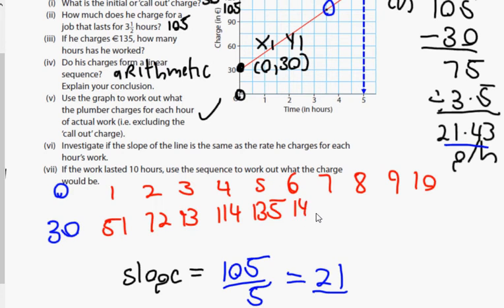135. One after that. 156, add on 21. So we add on 21 to 156. 177, add on another 21. 198, add on another 21. 219, add on another 21. And you get 230. Is that right? Add on 21 each time. Okay, so the charge would be 230.